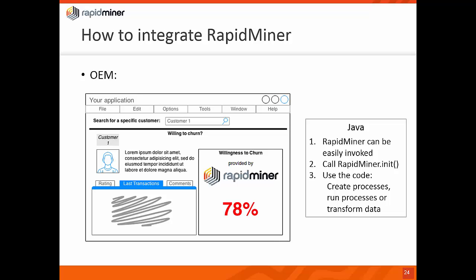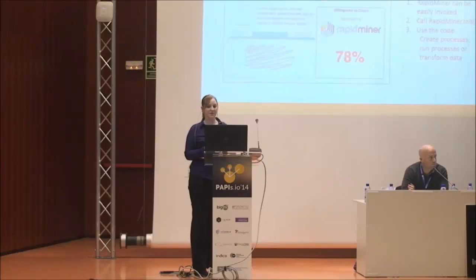And another way to integrate RapidMiner is as an OEM, where you have full access to the RapidMiner code. You just need to call rapidminer.init and then use the code to create your own processes, run processes, or transform data like you want to. And it could look like this here.